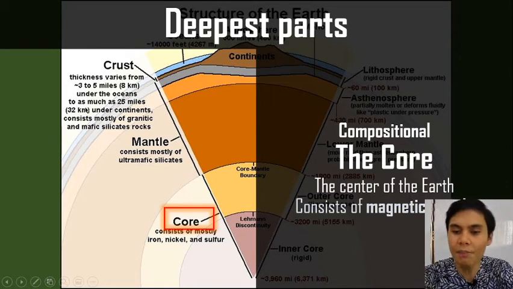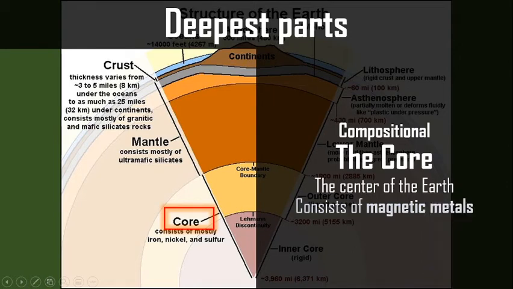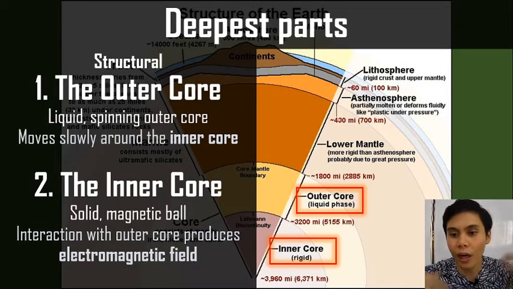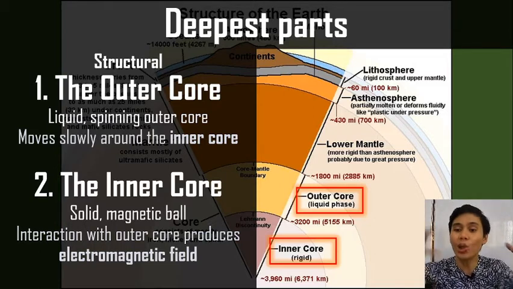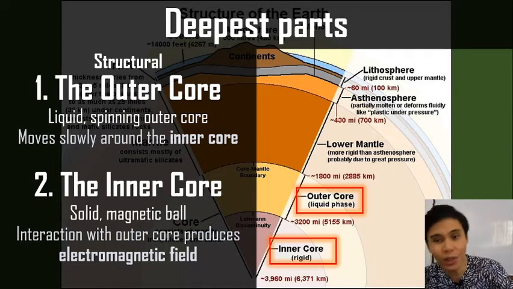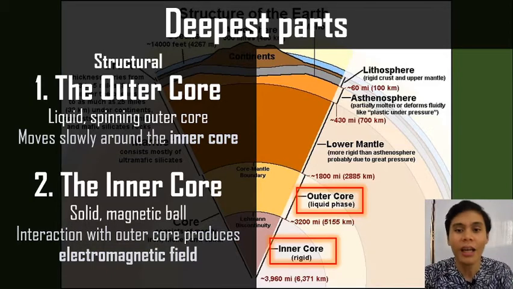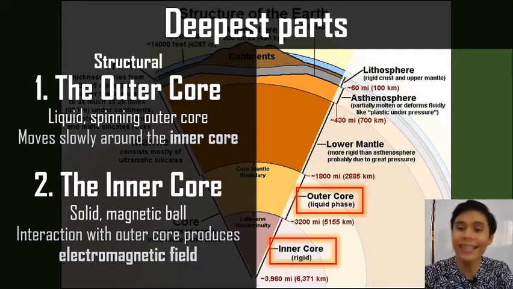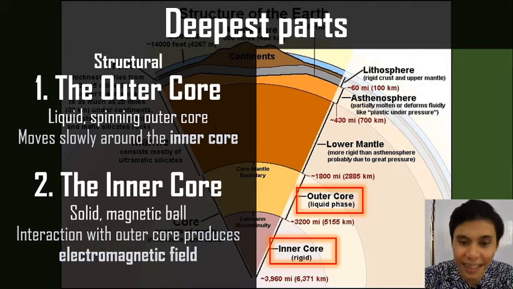So the deepest part of the Earth, the compositional deepest part, is the core. It's the center of the Earth, and it consists of magnetic metals. On the other hand, if we look at it structurally, the outer core is actually liquid, and that's what prevents your S waves from propagating to the other side of the Earth. Again, liquids stop S waves, and that's in your outer core. Now, your outer core moves slowly around the inner core. Your inner core is a solid magnetic ball.